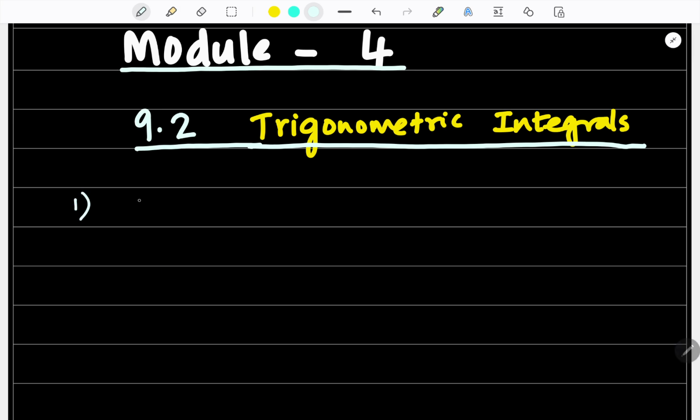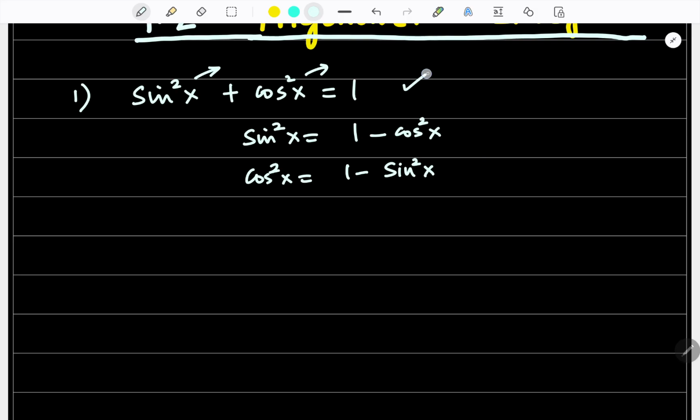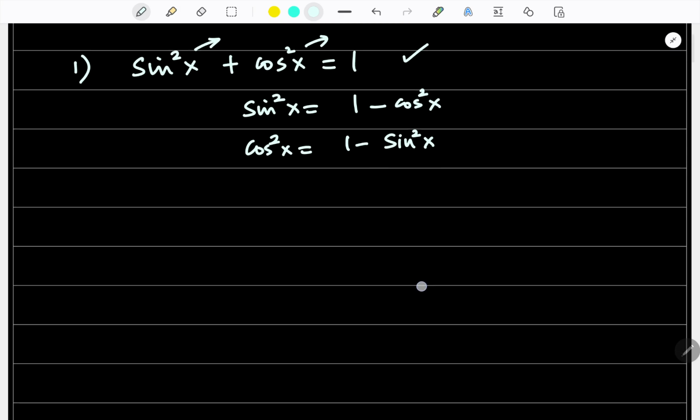Rule number 1. The first rule is sin²x plus cos²x is equal to 1. From this, we can write two rules. What is that? sin²x is equal to 1 minus cos²x. Suppose you want cos²x, then sin²x will go that side: 1 minus sin²x. So please remember these three rules. Just remember this one, and these two things you can create inside the examination room.